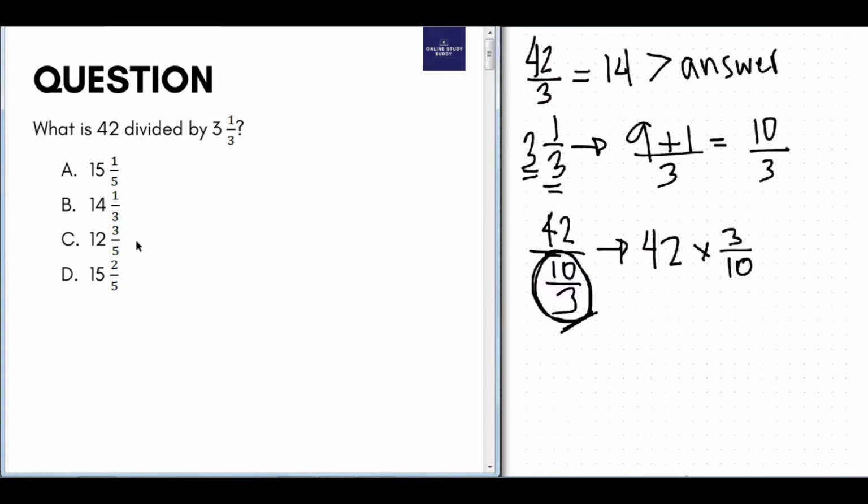Tapos, yung 42 at saka 10, makikita natin may common factor sila na 2. So, yung 42, pwede siyang i-represent as 2 times 21. Yung 10 ay 2 times 5. So, we can cancel yung 2 sa denominator at yung 2 sa numerator. Then, we can perform yung multiplication. We will have 21 times 3 all over 5. Should result to 63 over 5.